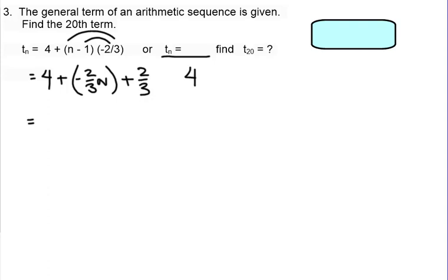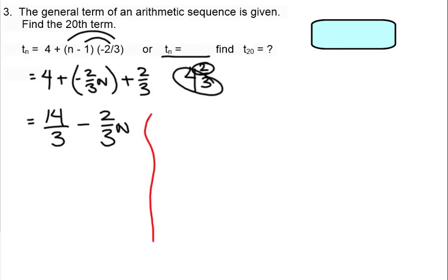We could say that's 4 and 2/3, or we could find common denominators. I'm going to go with the 4 and 2/3 method, so that's 12 plus 2 is 14 over that same common denominator, minus 2/3n. Again, if you're looking at my fraction method and wondering what I'm doing, to find a common denominator, it's 12/3 plus 2/3, which is 14/3. So I got the same number, different ways.